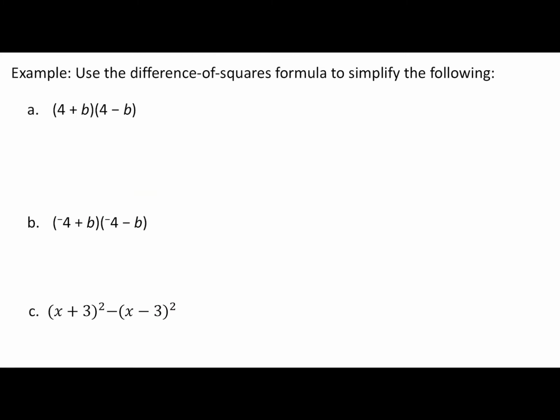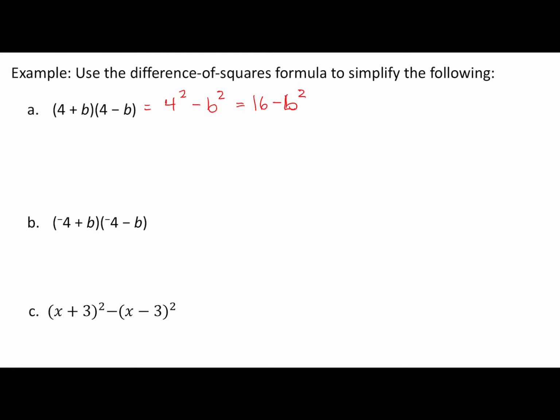So let's use that formula to simplify some things. Here in part A, my A is 4 and my B is B. So the difference of squares formula says that this multiplies to give me 4 squared minus B squared, which is 16 minus B squared.